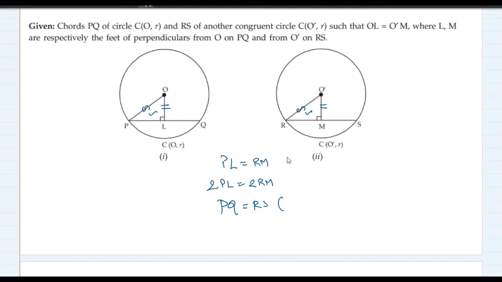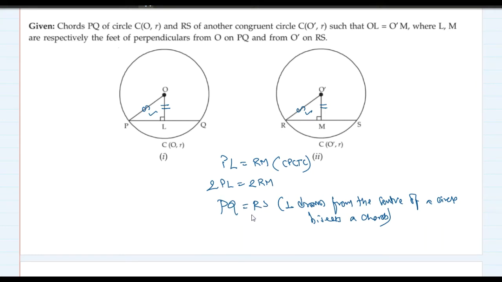The reason is, perpendicular drawn from the center of the circle bisects a chord. So if RM is equal to PL, as we have proved by CPCTC, then 2 times PL will be equal to 2 times RM, and PL and RM are both half of PQ and RS respectively. So 2 PL is PQ and 2 RM is RS.